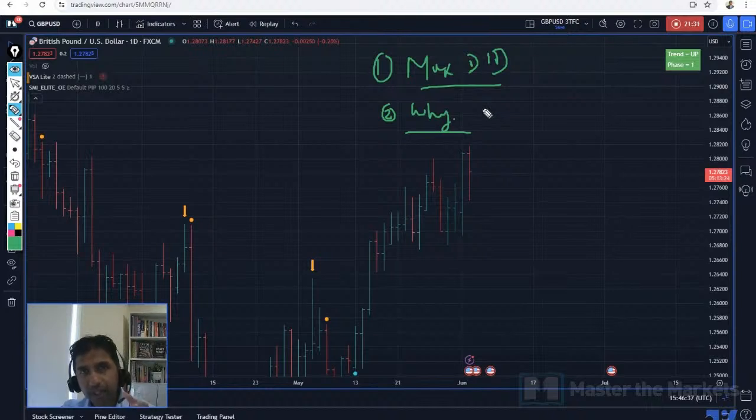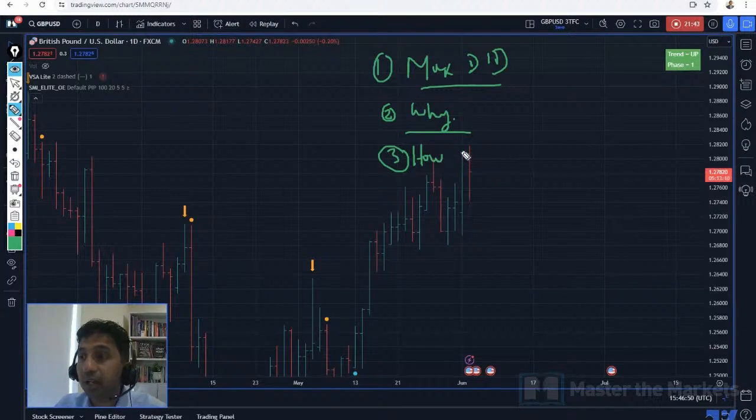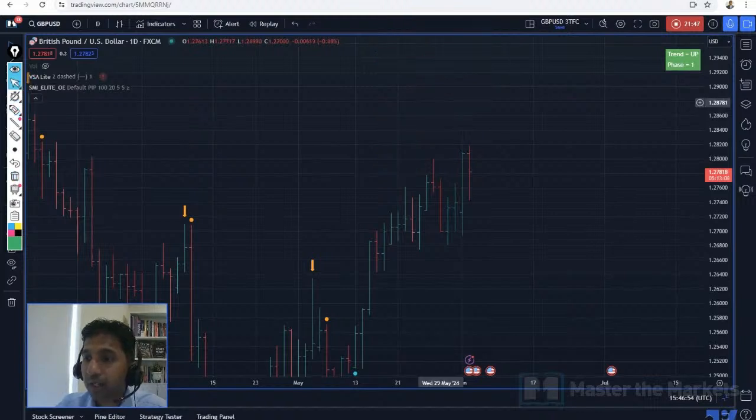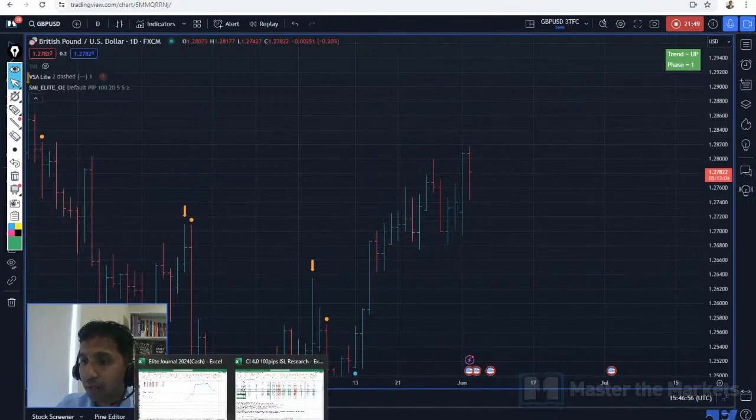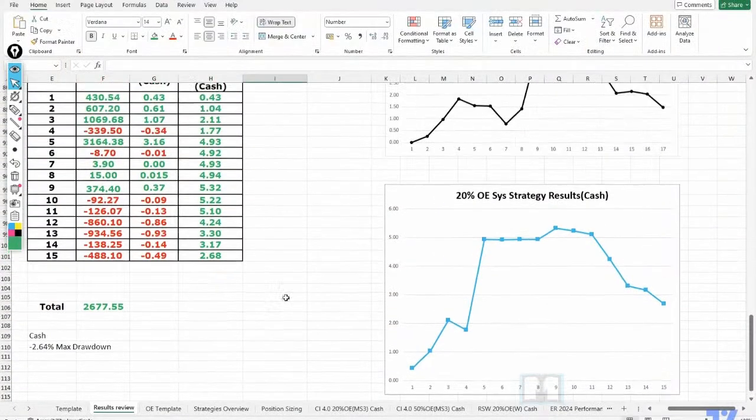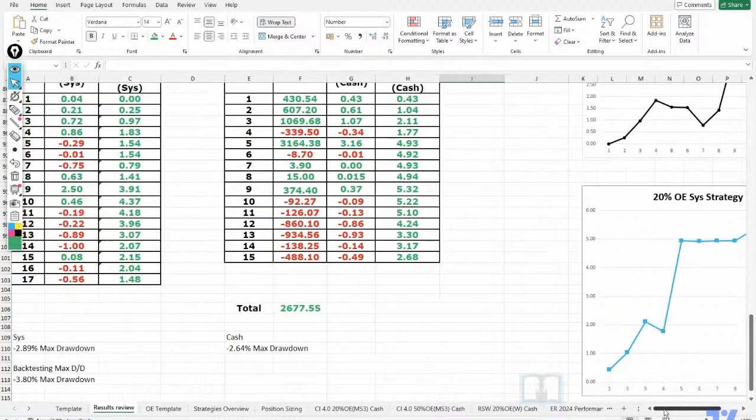Is that still pertaining to the system? Why is it behaving in such a way? So all that you need to understand. And then the last thing is how, if any, to smoothen the curve or optimize your system, if anything needs to be done or not. Okay, so these are the three things that you need to be looking at, and that's how we've got our equity curves over here, on the 20% OE and the 50% OE, which we are running on the Traders Challenge accounts. We keep you guys updated on how that goes.